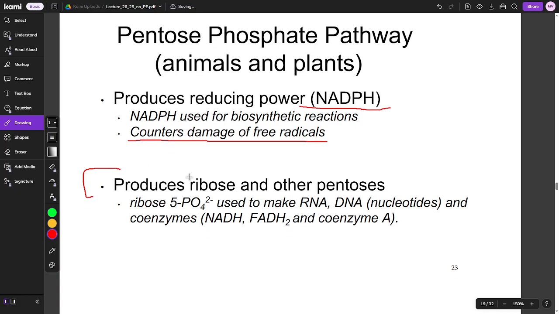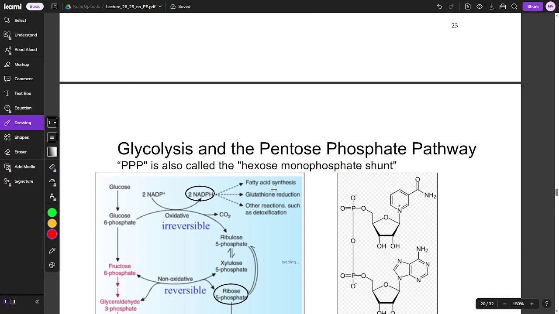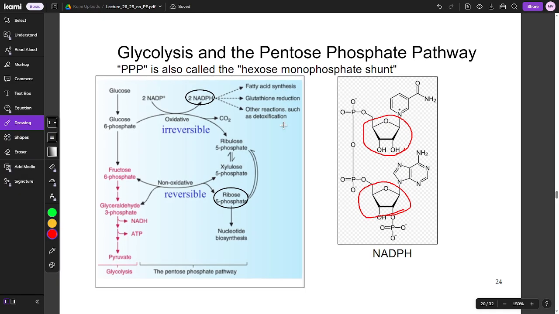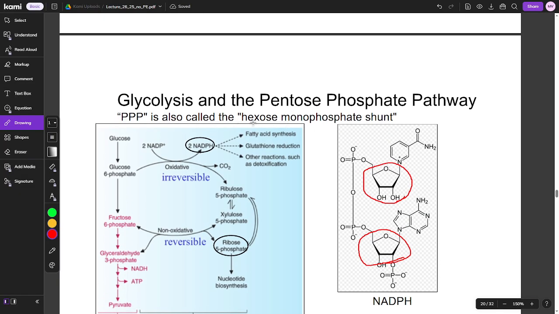And then the other thing is that it produces riboses, and these riboses and pentoses are used to make things like RNA and DNA. They're also used to make things like NADH and FADH2, and coenzyme A. These riboses are used to make these structures that we're so familiar with. And here's an example of that. So this ribose right here, this sugar, comes from the pentose phosphate pathway. It's also called the hexose monophosphate shunt. This is something you'll see if you take the MCAT. It might show up, but not that big of a deal.